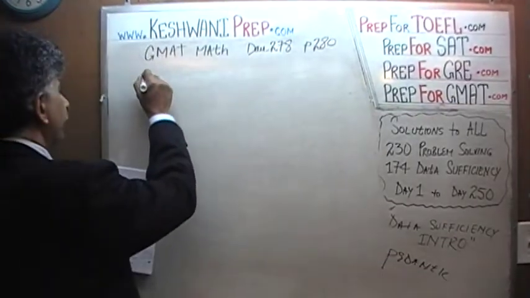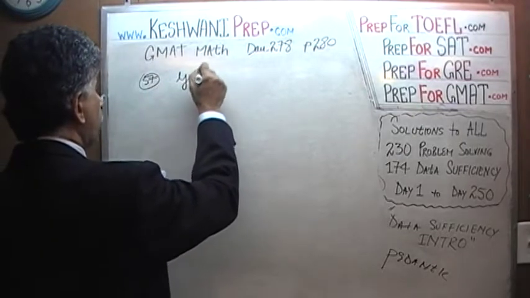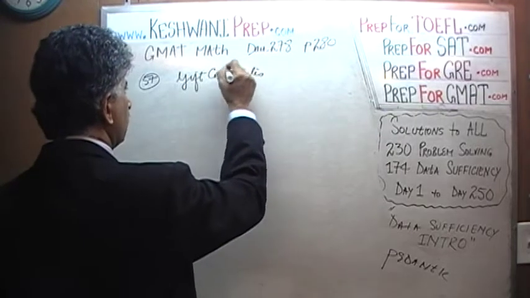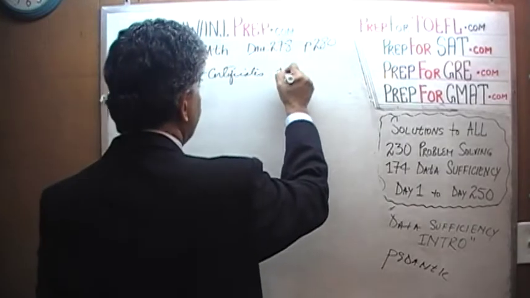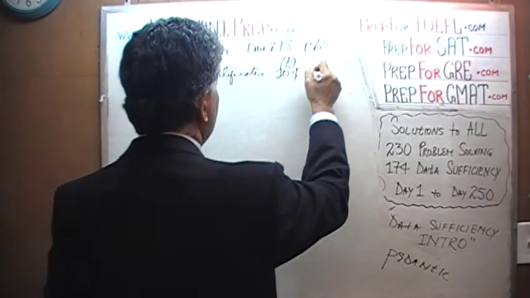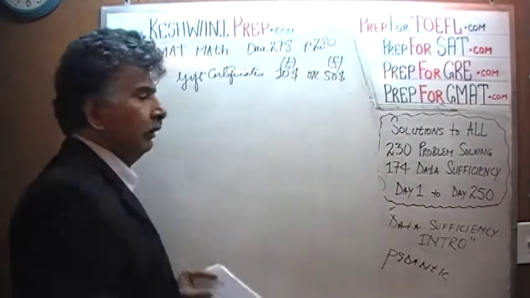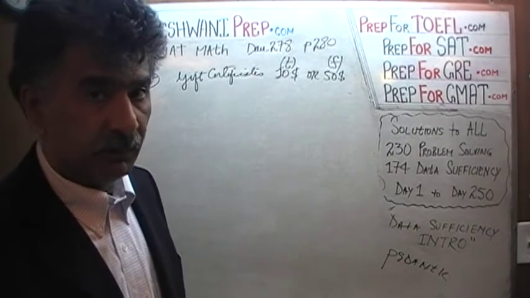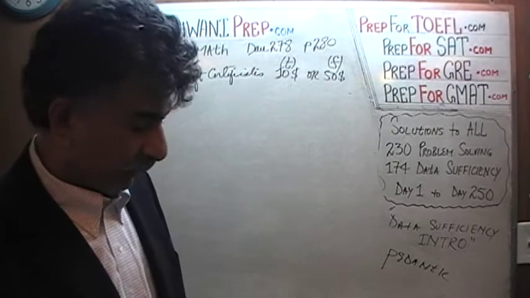In number 57, we are told that we have gift certificates of either $10, which we're going to represent with letter T, or $50 ones, which we're going to represent with letter F. F is going to represent the number of $50 gift certificates that we are going to deal with, and T is going to represent the number of $10 gift certificates that we're going to have.